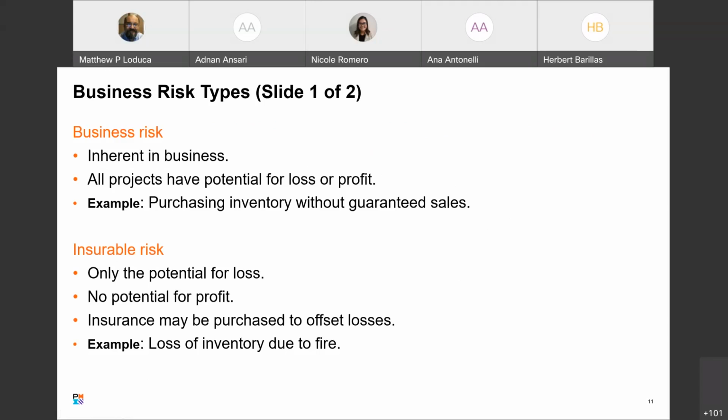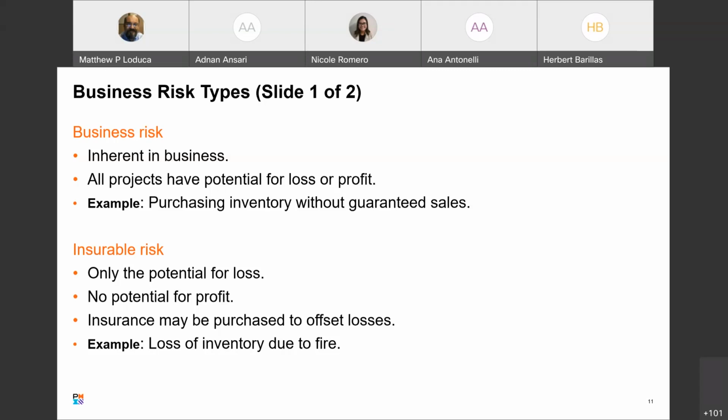Purchasing inventory without guaranteed sales. I wouldn't call that a project type of risk. It's a risk. It's a business type of risk, but it's not integral to project type work. And I don't like the examples that they use for that. For us, the risk is not delivering the project on time.